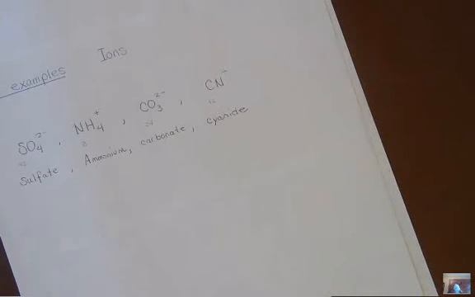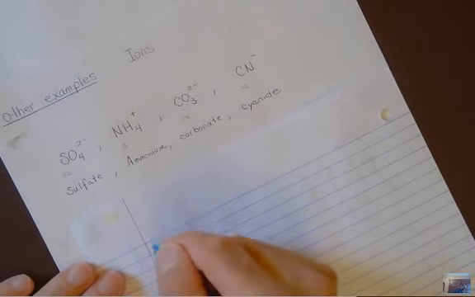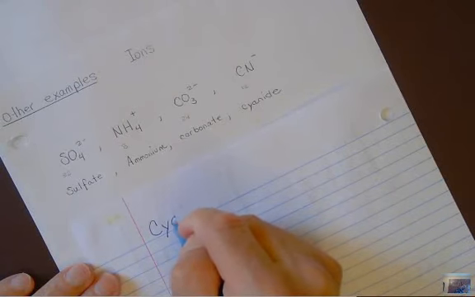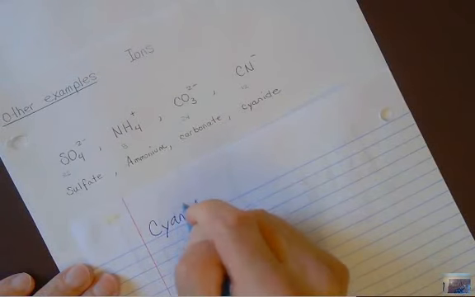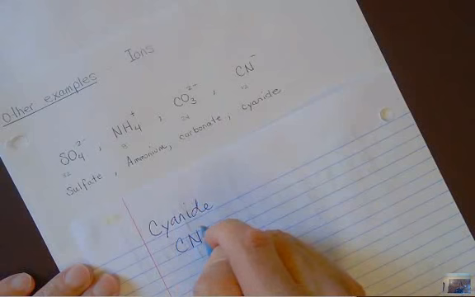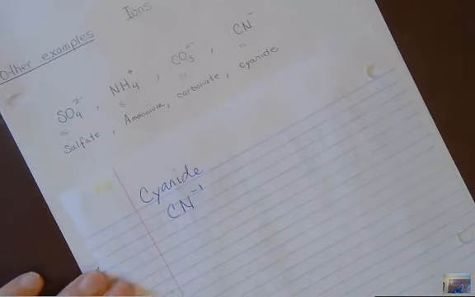Okay, last example from page 16. What about cyanide? Okay, so this is the cyanide that you're thinking of. This is the poison. It can be delivered in the form of hydrogen cyanide gas, sodium cyanide, potassium cyanide, but this thing right here is called cyanide. Okay, it's the polyatomic ion CN-1.